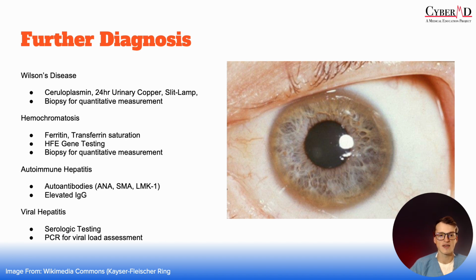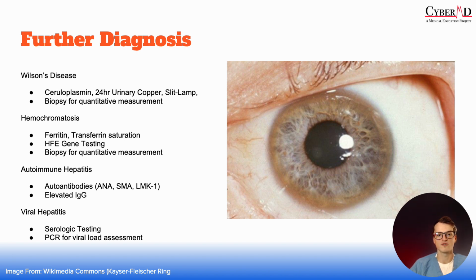We can do a slit lamp examination, and that can be performed to detect the Kaiser-Fleischer rings, and that can be a hallmark sign of copper deposition in the eyes. You can also do a liver biopsy for quantitative copper measurement, which can also help to confirm the diagnosis.